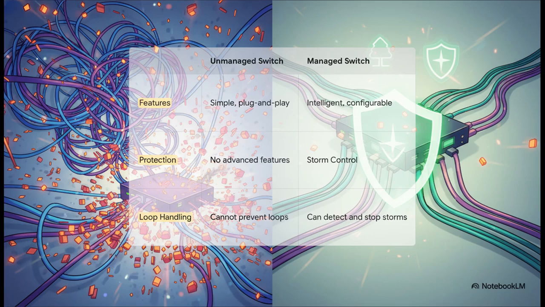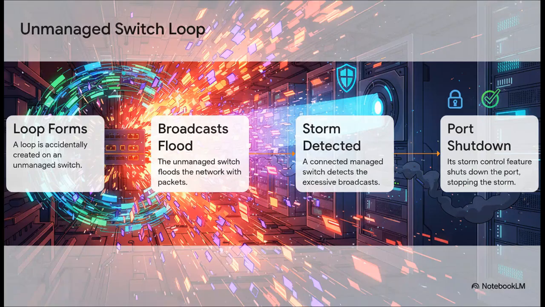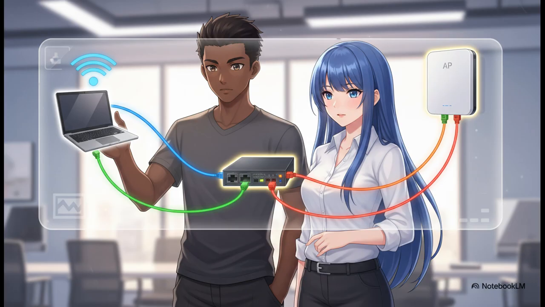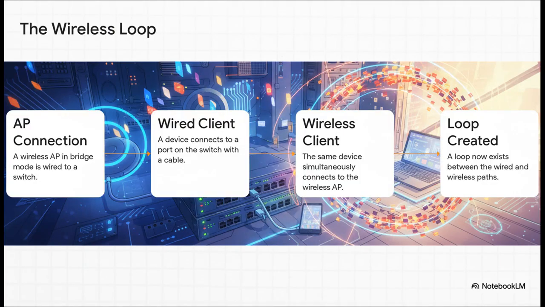So, how do we stop this mess? Well, it really depends on what kind of switches you're using. If an unmanaged switch causes a storm, a smart managed switch can detect it and shut the port down. And hey, loops aren't just from plugging in cables wrong. Wireless can be the culprit too. Now you've got a loop between wired and wireless paths, and bam, another broadcast storm starts.